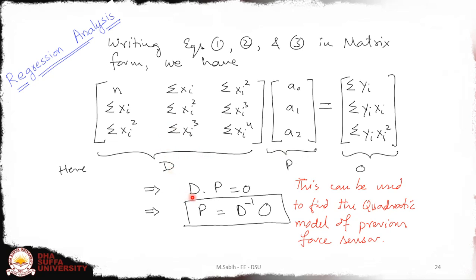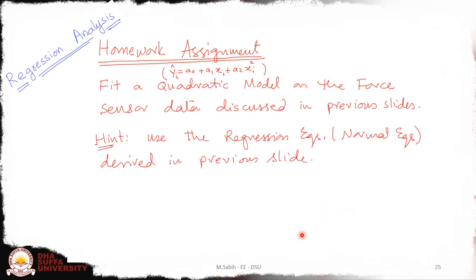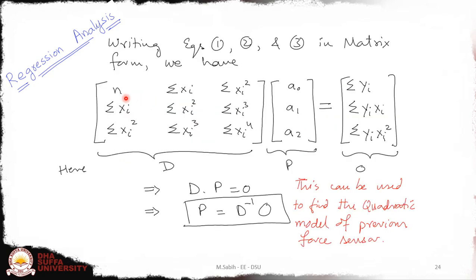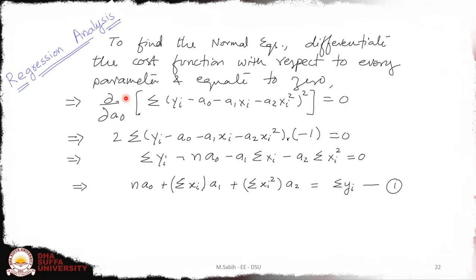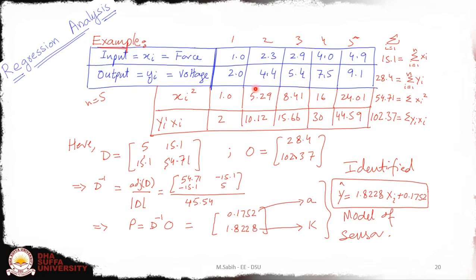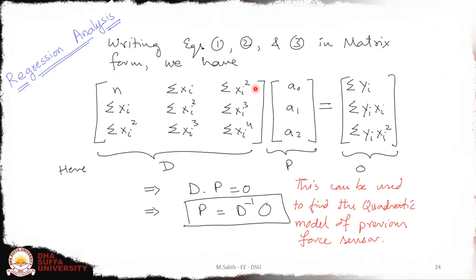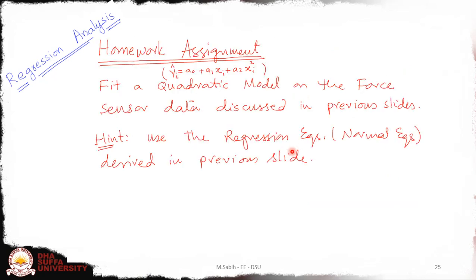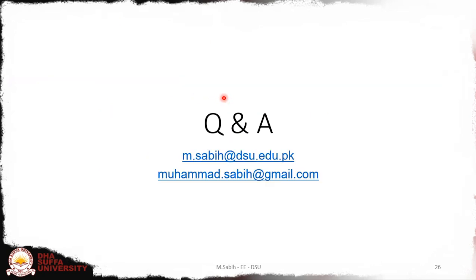So the data matrix D times P equals O, and P equals D inverse O. This can be used to find the quadratic model of the previous sensor, and this is your homework assignment. Try to do this for the same assignment, using the same data set, but this time use this method to find the parameters a naught, a1 and a2. So for the same sensor you will be able to find the quadratic model of the sensor.